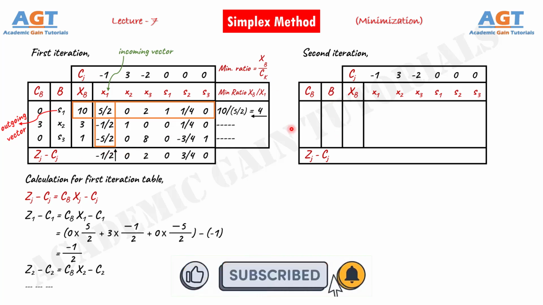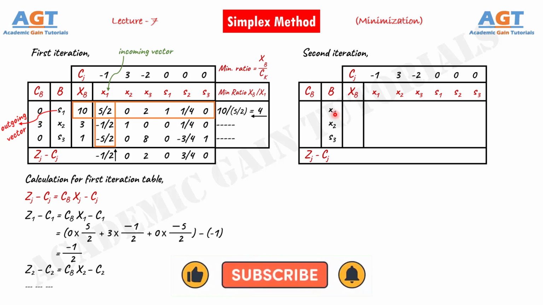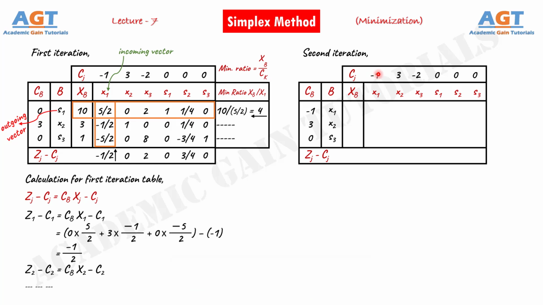In the basic variable column, in the first iteration table we had s1, x2, and s3. Here, s1 is the outgoing vector, and in place of s1, the incoming vector is x1. So, in place of s1, we will write x1. Here we have written the basic variables, x1, x2, and s3, so we have replaced s1 by x1. Now, we will write the cost of these variables here, so the cost of x1 is minus 1, the cost of x2 is 3, and the cost of s3 is 0. Now, we have to fill up the rest of this table by doing the calculations.